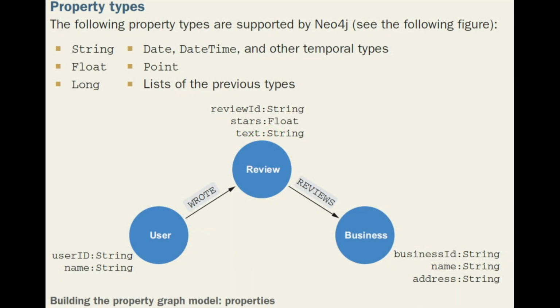The convention used for casing node labels is Pascal case, while a good guideline for naming relationships is that the traversal from a node along a relationship to another node should read as a somewhat comprehensible sentence. For example, user wrote review or review reviews business. You can read more about best practices for naming and conventions in the Cypher style guide at the link provided in the description. The following property types are supported by Neo4j: string, float, long, date time and other temporal types, point, and lists of the previous types.